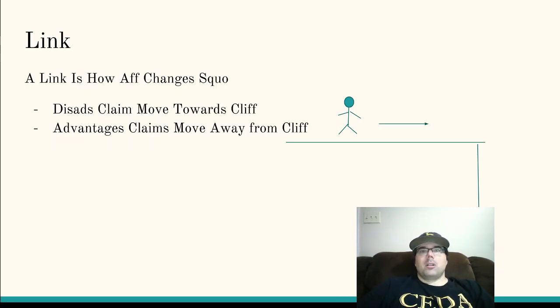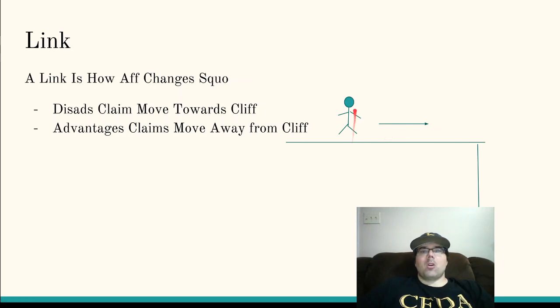The second part of a disadvantage or advantage is a link. And a link is based upon how the AF changes the status quo. For disadvantages, remember that Frederick was either standing still or he was moving this way. The link argument inside of a disadvantage would move Frederick towards the cliff. So let me repeat that. Frederick was moving away from the cliff, but the AF made him turn around and start moving towards the cliff.